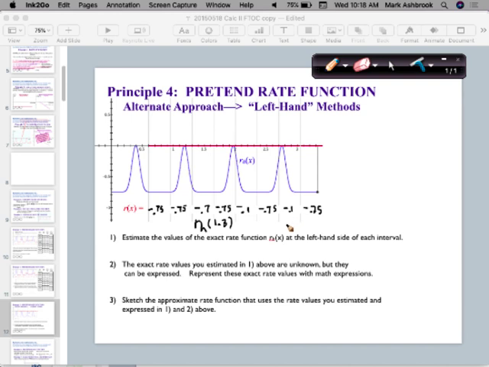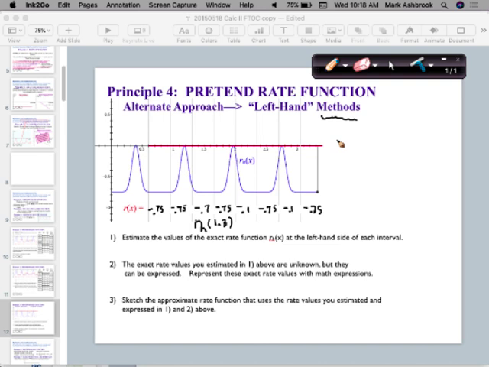Yes? Is the accumulation function we're using right now, r sub h, the one we used the other day? Is it different from the one we just created? No, we're talking about the rate function. We're working on this. This is the exact rate of change. And so now we're going to make a new pretend rate function with this new method, this left-hand method, rather than the eyeball average method.